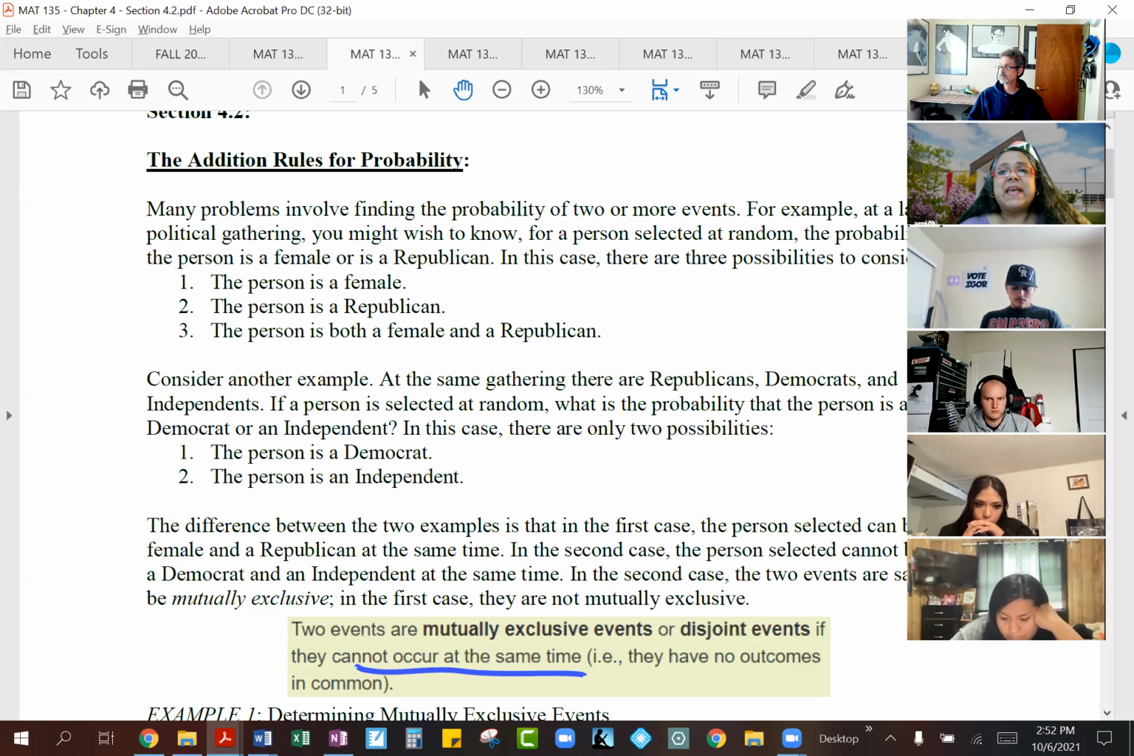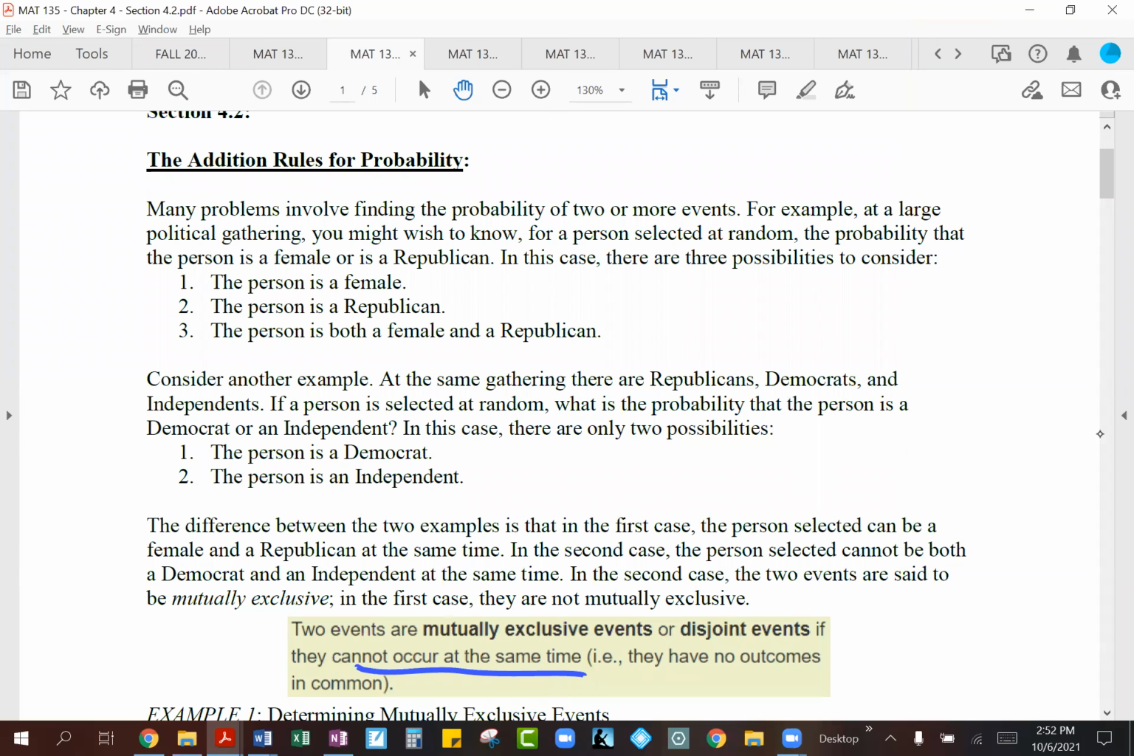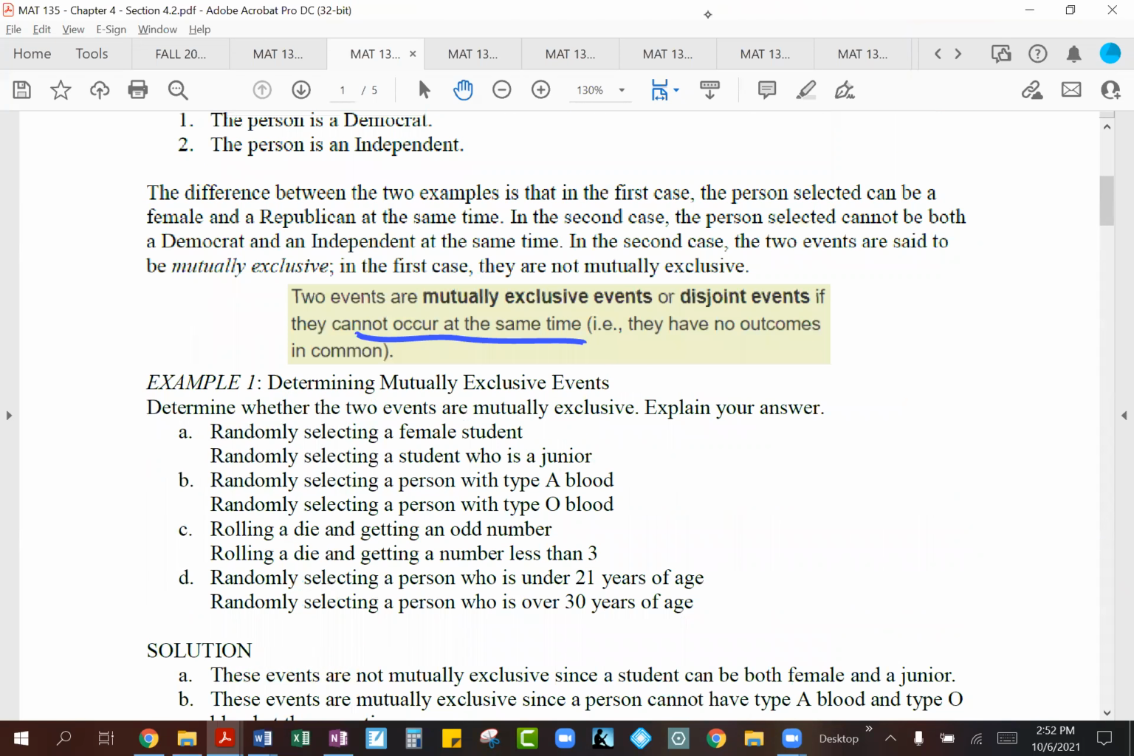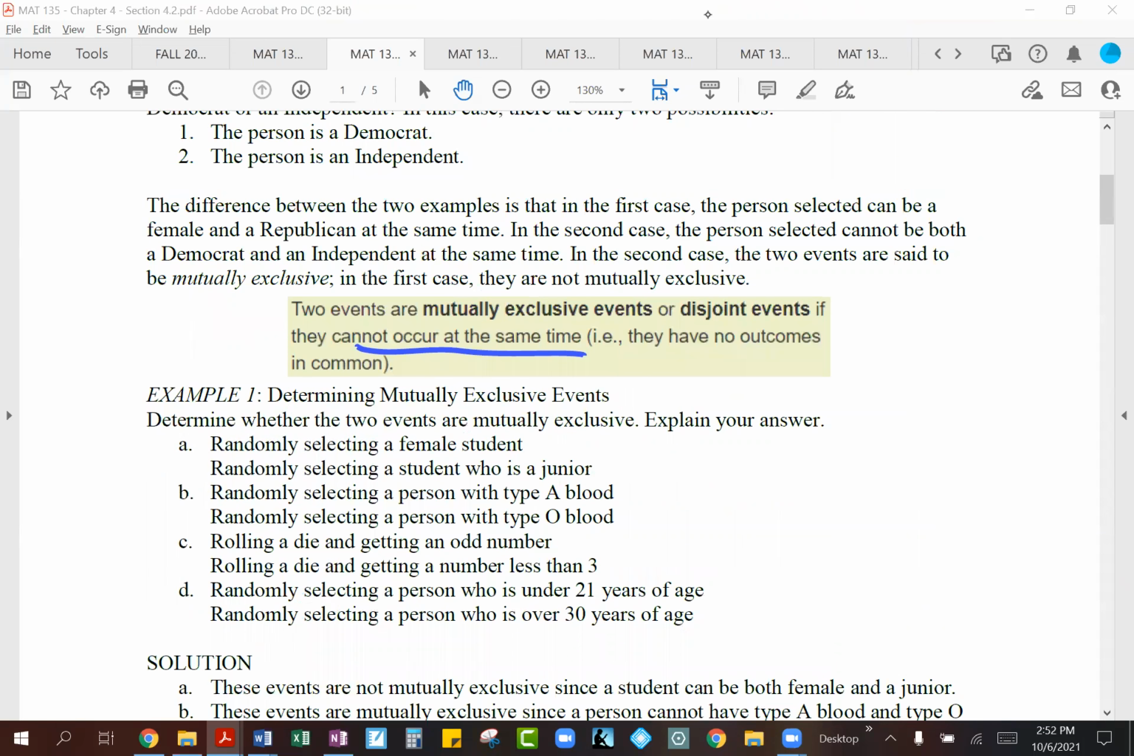The second example, being a Democrat or being an independent, is what we would call mutually exclusive or disjoint events, because they cannot happen at the same time. Then you've got a couple of different examples over here where they're asking us to determine whether the two events are mutually exclusive or not. So I'm actually going to hide the answers.